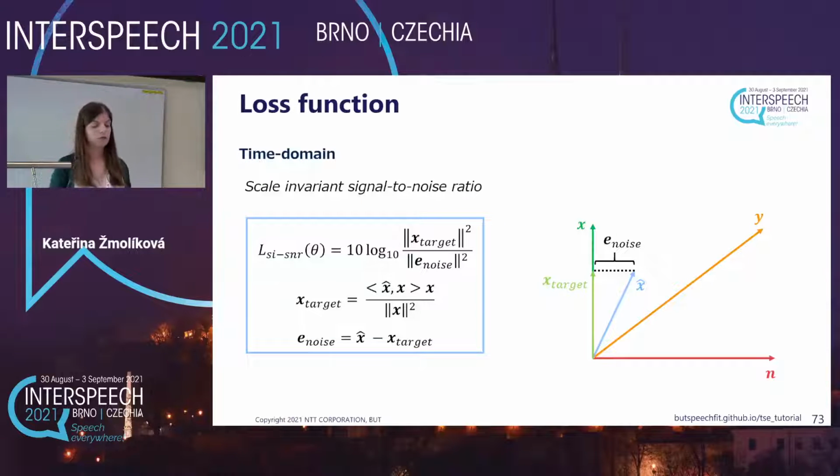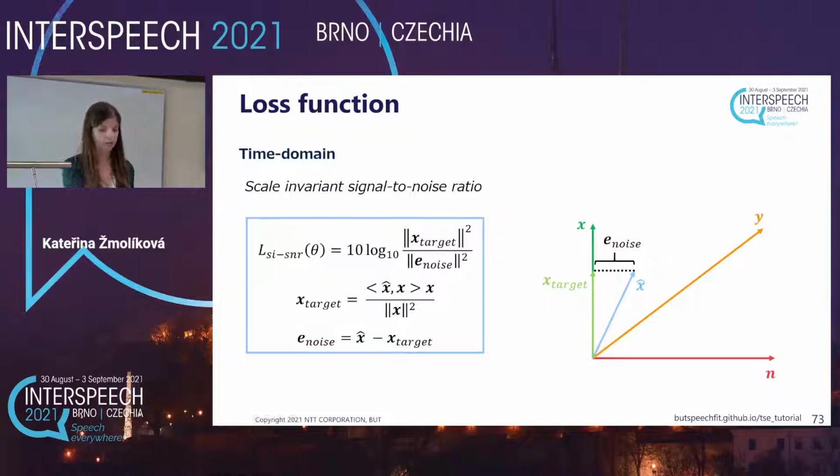In time domain, the most commonly used loss function is scale invariant signal to noise ratio, or SI-SNR. This loss function measures the ratio between the energy of the reference signal and the energy of the error, where the error is simply the difference between the estimated signal and the reference signal. Here, all these signals are in time domain.